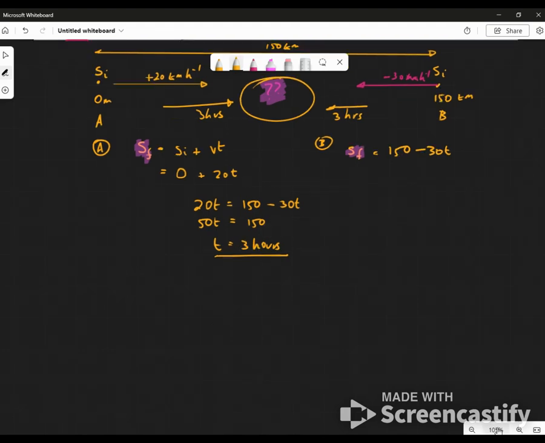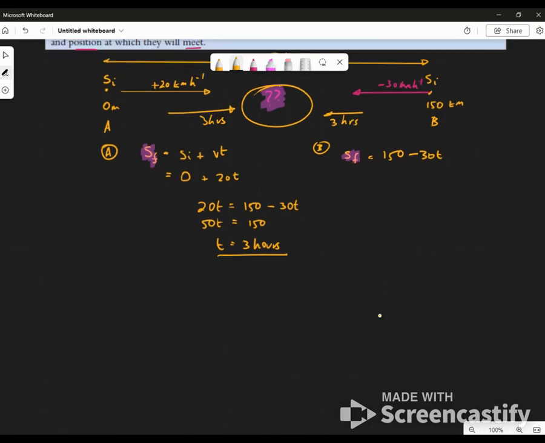Let me change that to a smaller one. Let's put this at 100. So where are they going to meet? Well, I can substitute into either of them now. Let's do it for A. The final position is equal to 0 plus 20 times t, which is 60 kilometers. Let's do it for B just to make sure. The final position is equal to the initial position minus 30t: 150 minus 30 times 3, which is 90, and that's 60 kilometers, isn't it?